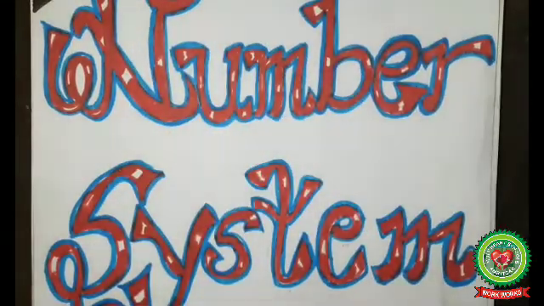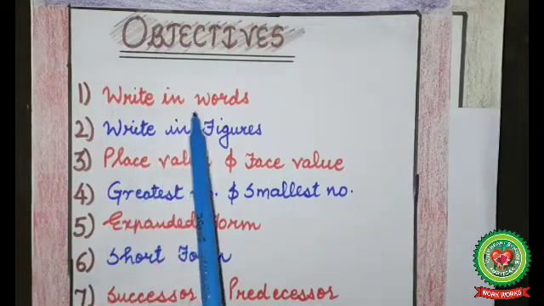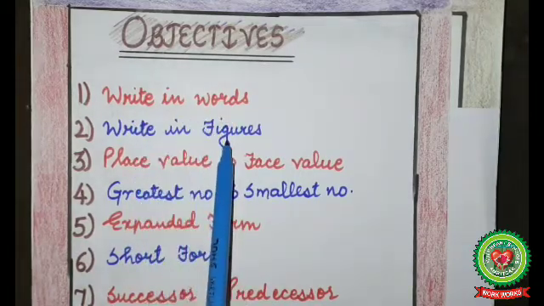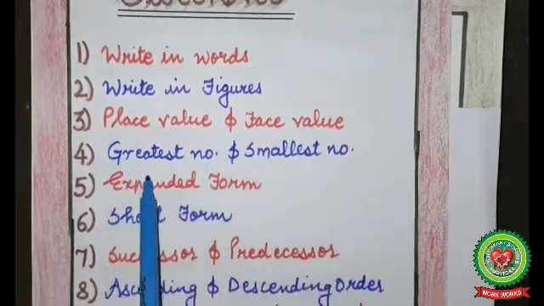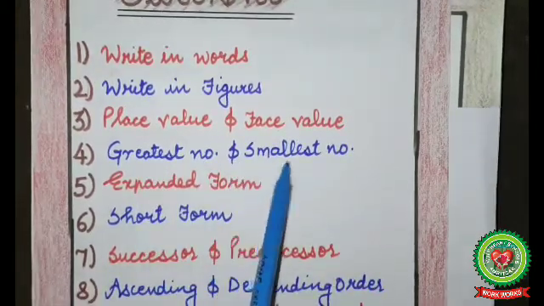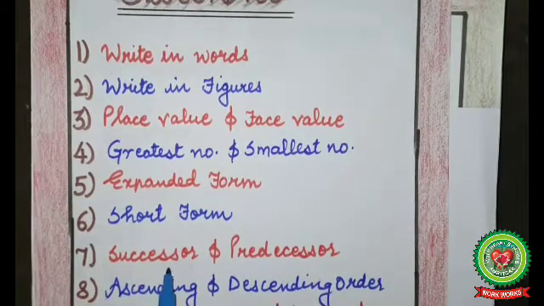Students, in chapter number system, we have already done topics write in words, write in figures, place value and face value, greatest number and smallest number, expanded form and short form. Today, I will discuss with you topics successor and predecessor, ascending order and descending order.